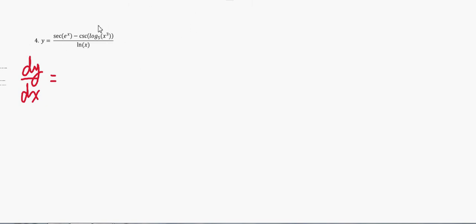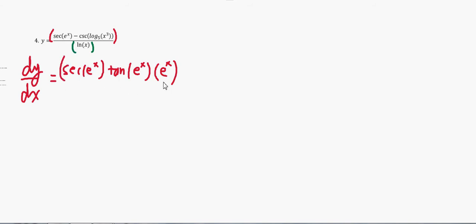So we gotta do the quotient rule, and what we're gonna do first is derive the top. Okay, so I'm gonna write the top in red, and we'll leave the bottom as the green function. All right. So first things first, derive the top. The derivative of the top, this is going to be sloppy, I'm going to try and fit it in here, is secant of e to the x tangent of e to the x times the derivative of what's inside, which is e to the x. This part right here is the derivative of secant e to the x.